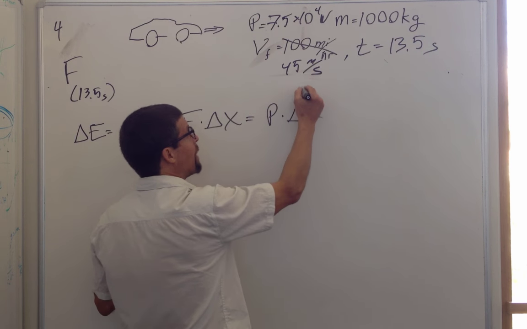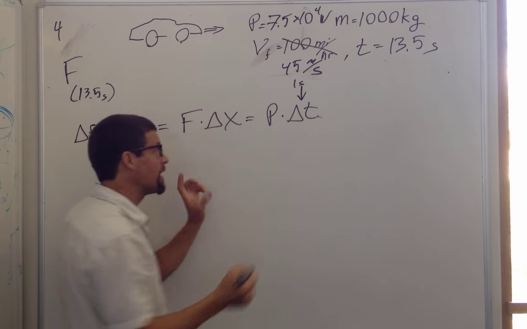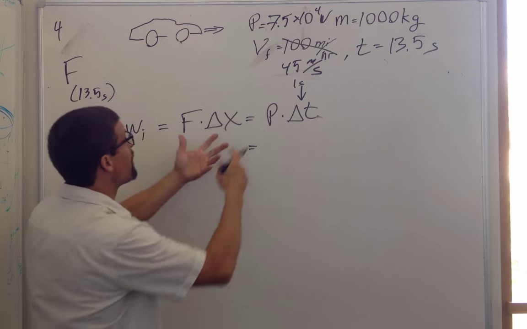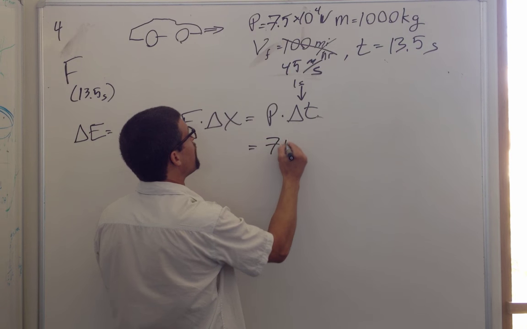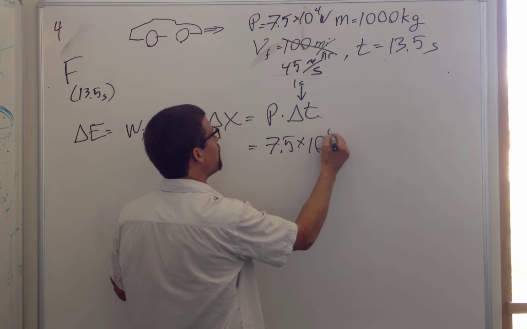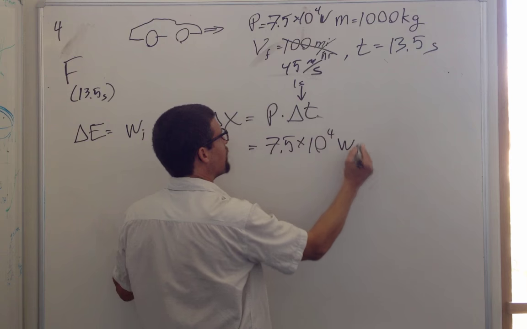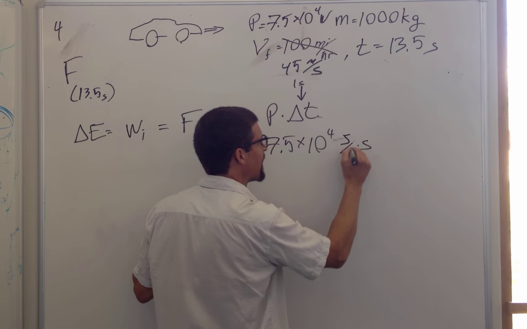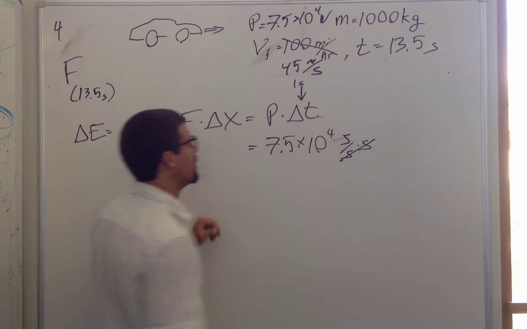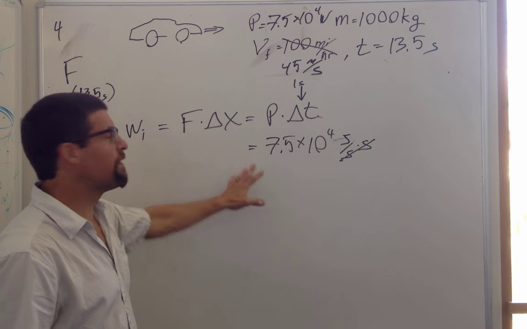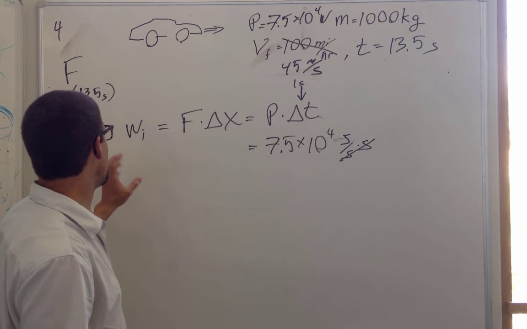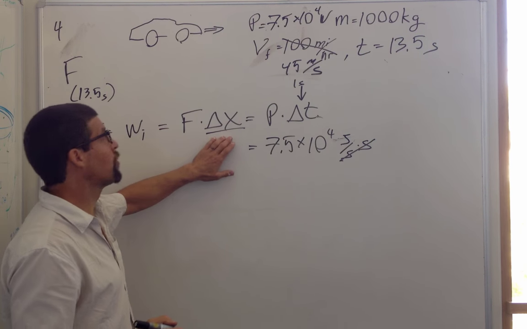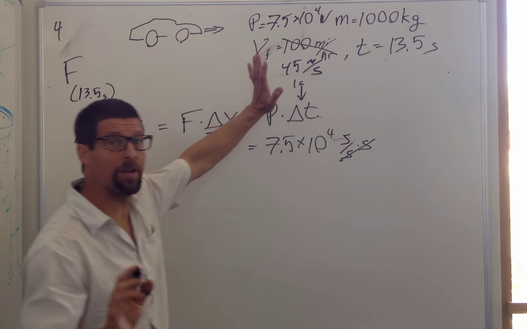And I know delta t, I'm saying it's just 1 second. I'm just taking that 1 second where I'm going really fast, and I'm multiplying it by the power, so I'm going to get 7.5 times 10 to the 4th watts times 1 second. A watt second. Oh, what's a watt? A watt is a joule per second, so the seconds cancel. So I have 75 kilojoules of energy that is put in by the engine during that time. And I can find the total displacement because the speed is about 45 meters per second.